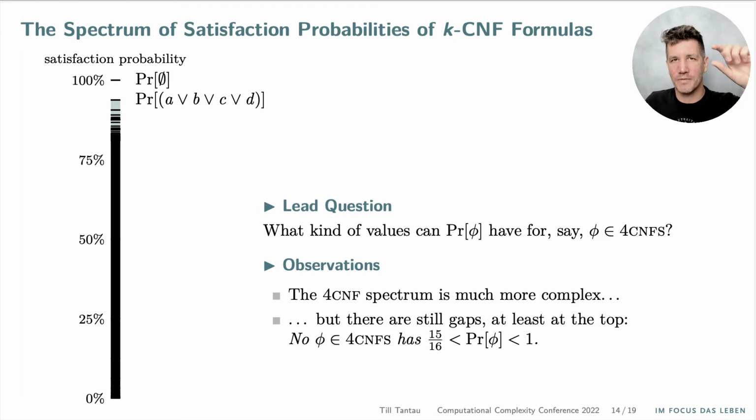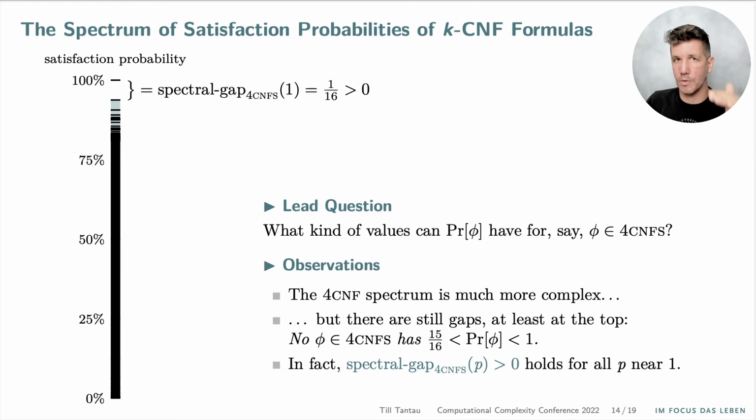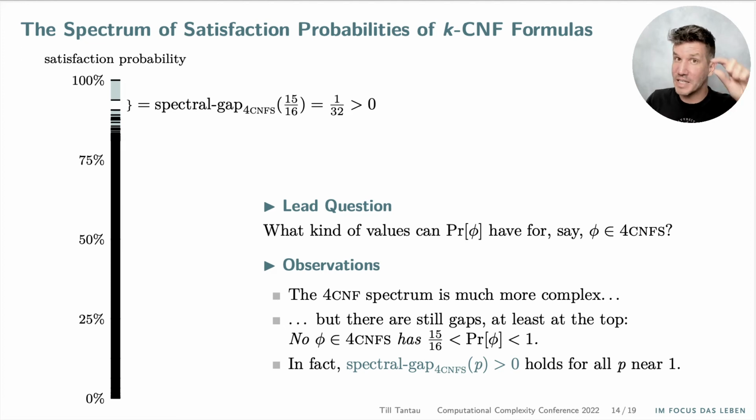So note that, for instance, even in the 4-CNF spectrum, no formula will have a satisfaction probability that is strictly between 15 over 16 and 1. The reason is very simple. The moment you have a single clause, like A or B or C or D, that already lowers your satisfaction probability to 15 over 16, and then adding more clauses is just going to go down. So I'm going to call this the spectral gap with respect to 4-CNFs of the number 1. That is going to be the size of the interval below 1 that doesn't contain any satisfaction probabilities of 4-CNFs, and that has a certain size, in this case actually 1 over 16, and that is greater than 0. But also, if you go down to 15 over 16, there's also a spectral gap there.